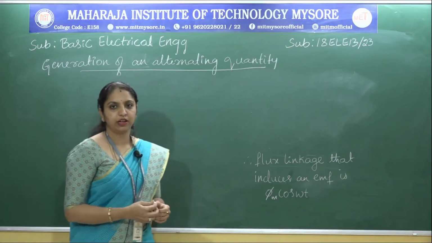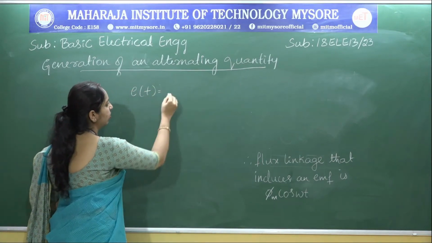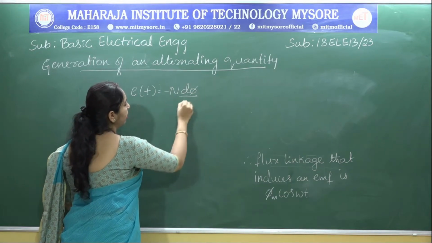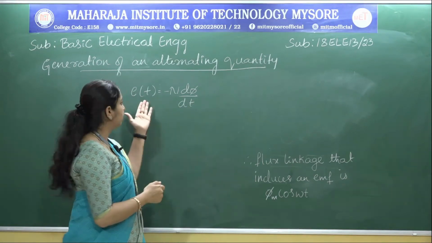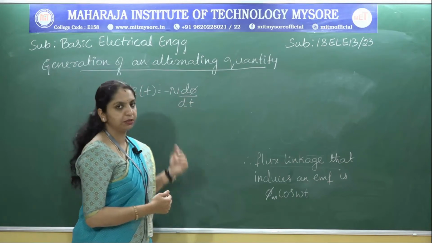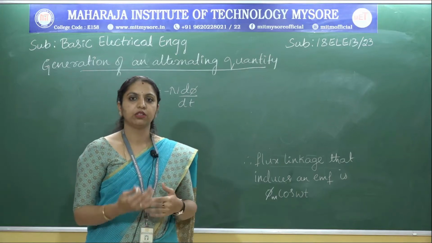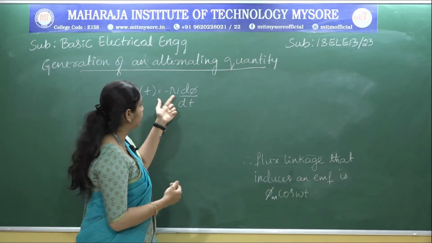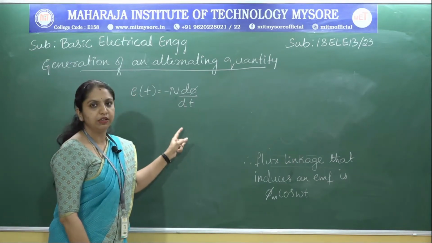Now according to Faraday's law, the induced EMF, E of t, is equal to minus n into d phi by dt. As I've already explained, EMF will be induced when there is a change in flux with respect to time. The induced EMF is directly proportional to the change in flux with respect to time. The proportionality is replaced by n, which is the number of turns. So minus n into d phi by dt.